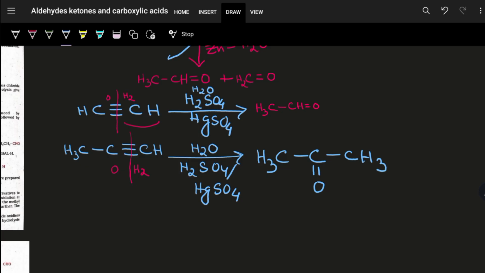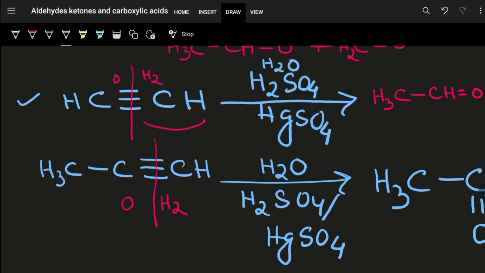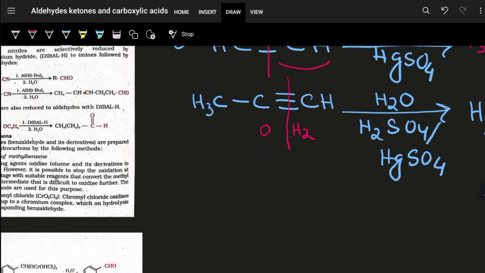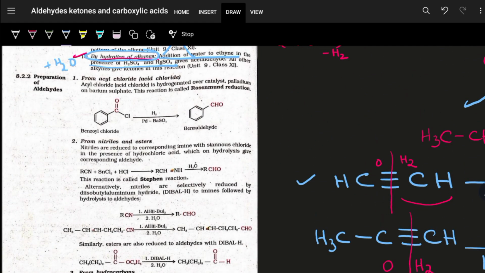Remember that for symmetrical alkyne, I can add it anyway, OH2 or H2O, any side, but for unsymmetrical alkyne, oxygen will be added to the carbon not having hydrogen. Since it is alkyne, I will say not having hydrogen, which is substituted actually.